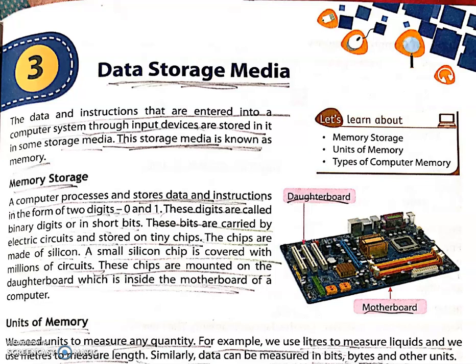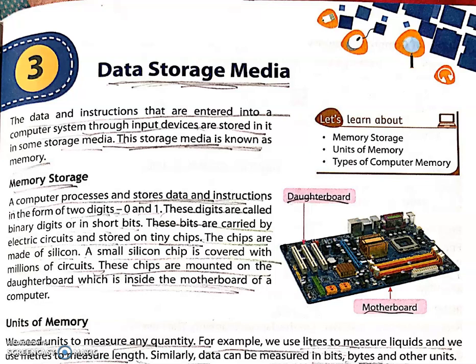Now, like your brain stores information that your body receives or your mind receives from the world and stores this information inside different parts of your brain, in a similar way, the computer also stores the data and instructions in its brain. This is called its CPU, and this storage is called data storage media. So we will be learning about different types of data storage media.